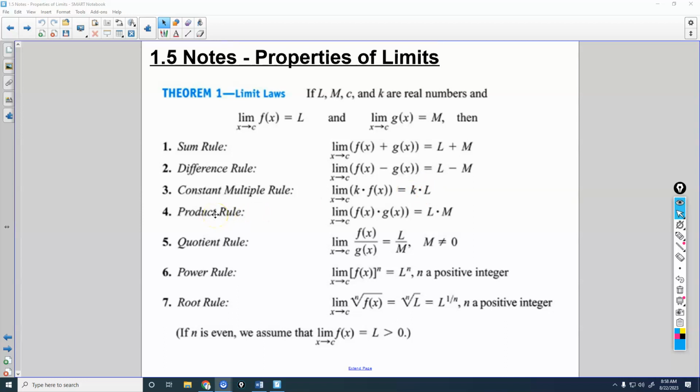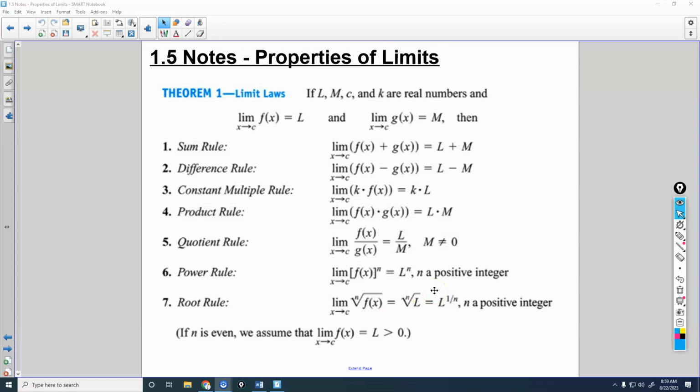The product rule tells us if you're finding the limit of f times g, you just do those separately, and you'll get L times M. Quotient rule, similar. Division, here you do have this exception that M cannot equal 0, because if M equals 0, then of course it would be undefined and you couldn't get that answer. The power rule, if you have a function raised to a power, then it's just your answer raised to that power. And your root rule is similar. If you have a root, it's just the root of your answer.